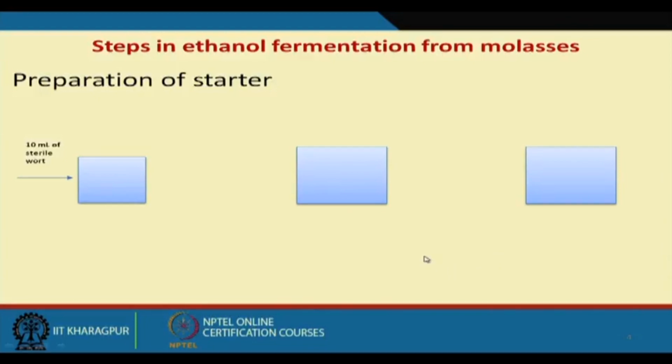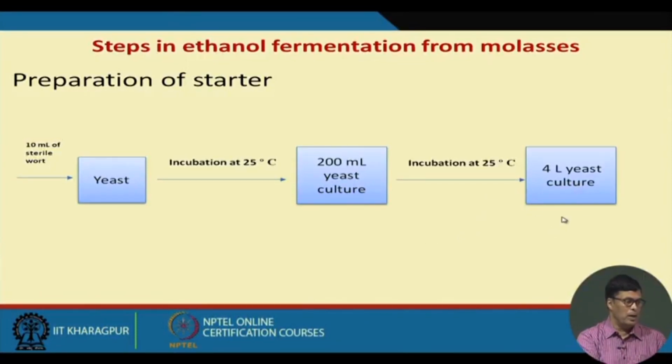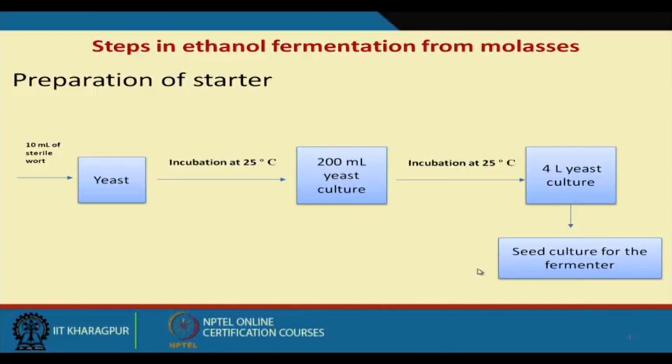Now the first step is the preparation of the starter, because we have 10 milliliters of sterile oat. Oat is a liquefied starchy material, and this is suitable for the fermentation purpose, and this is where yeast is grown. Then we incubate at 25 degrees centigrade, then put in 200 milliliters of yeast culture, then we incubate again at 25 degrees centigrade to get the 4 liter yeast culture. Then with this culture we produce the inoculum in the inoculum vessels, then finally we put it in the fermenters.